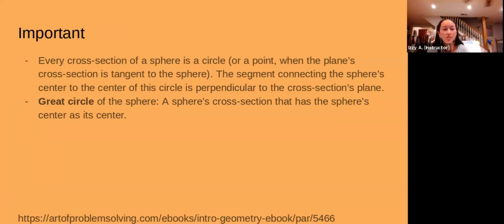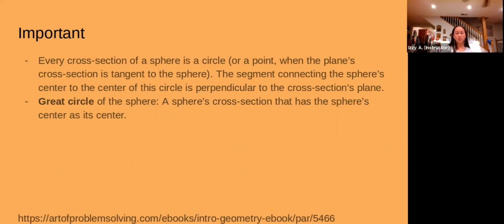Okay, so every cross-section of a sphere is a circle, or a point when the plane is tangent to the sphere. Remember, tangent means that the plane is touching the sphere at exactly one point. So it's like literally brushing the sphere and touching it at exactly one spot. The segment connecting the sphere center to the center of this circle is perpendicular to the cross-section's plane.